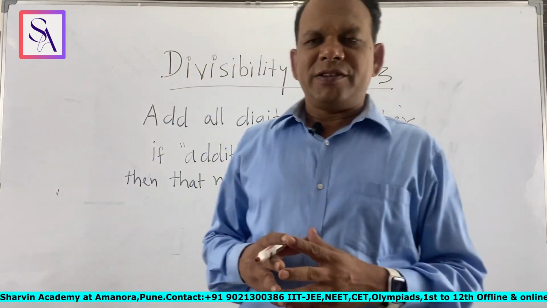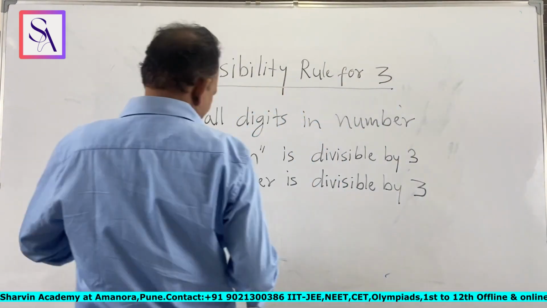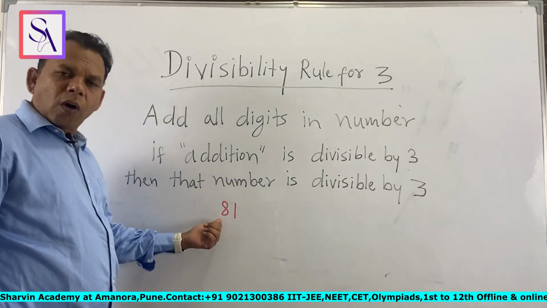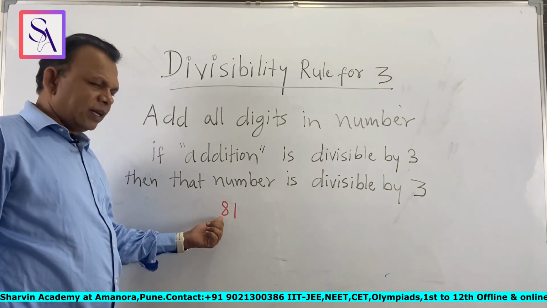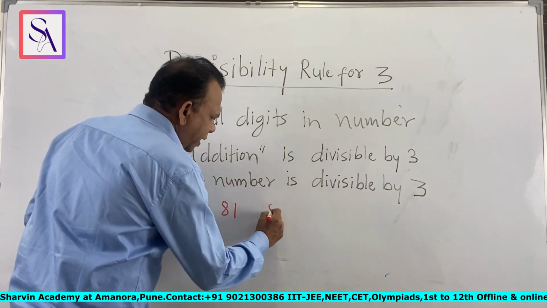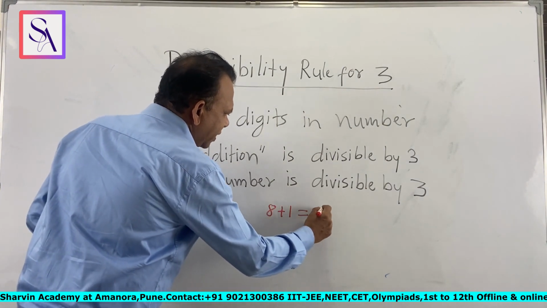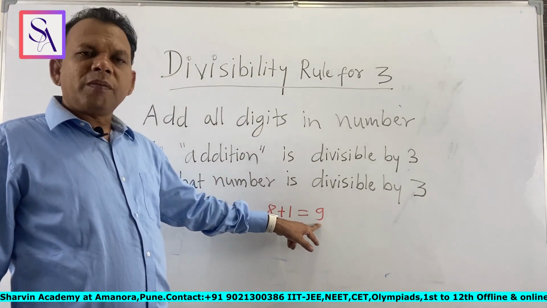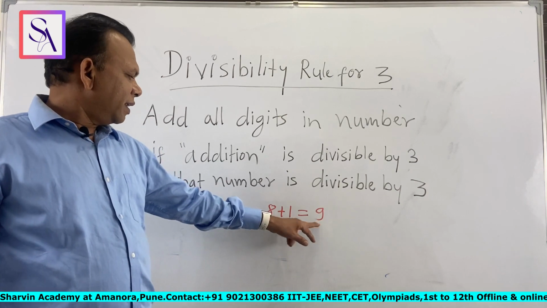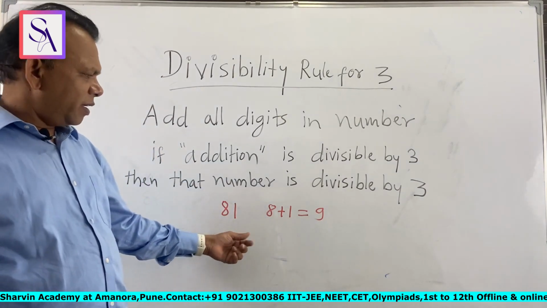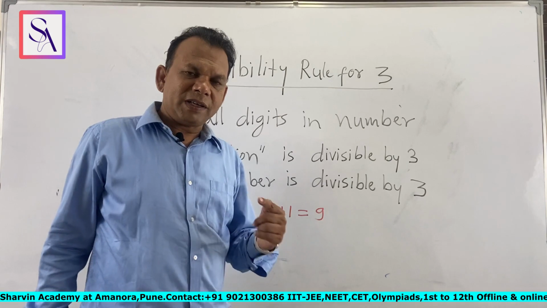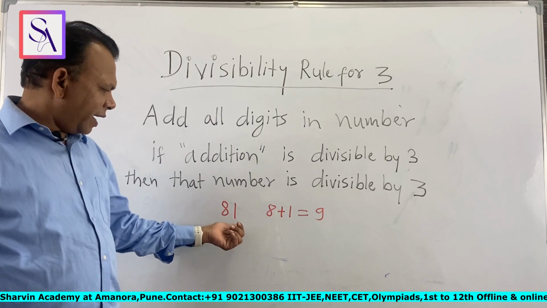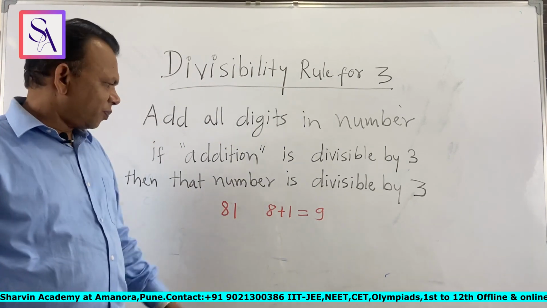Add all the digits in a number. Take an example, 81. You have to add all the digits in this 81. So 8 plus 1 is equal to 9. If this addition is divisible by 3, then 81 is divisible by 3. Yes, 9 is divisible by 3 because in the table of 3, 3 3s are 9. Hence 81 is divisible by 3.